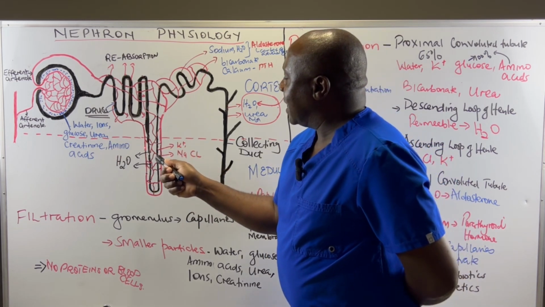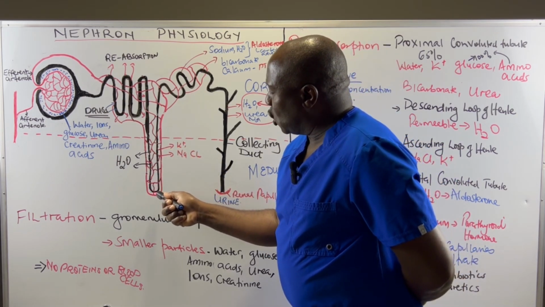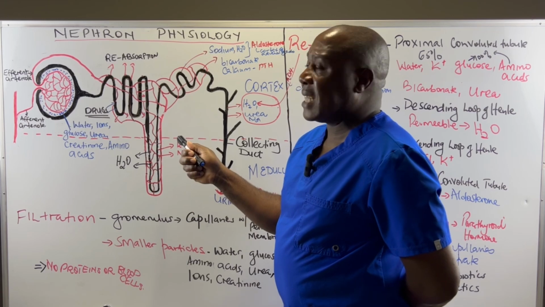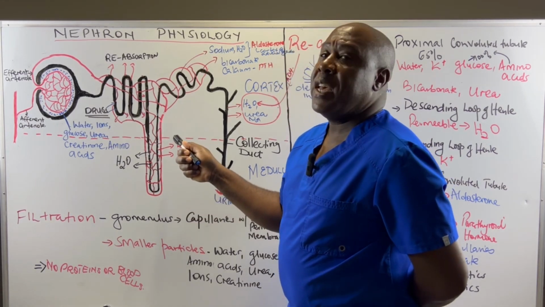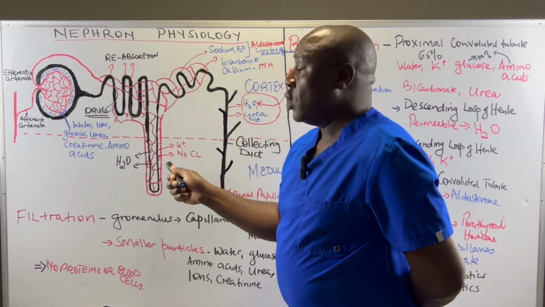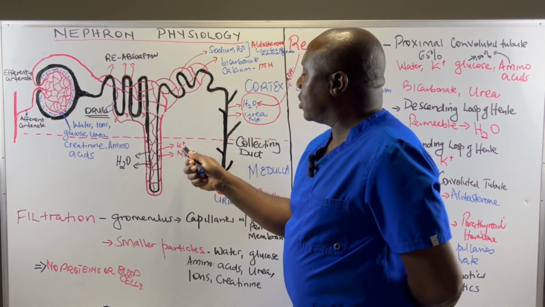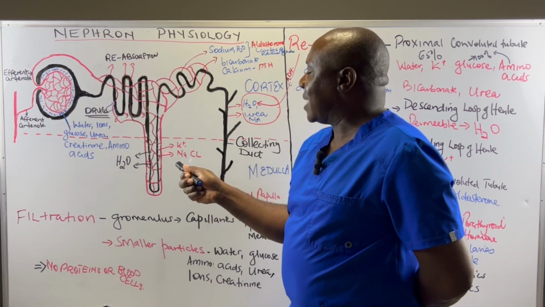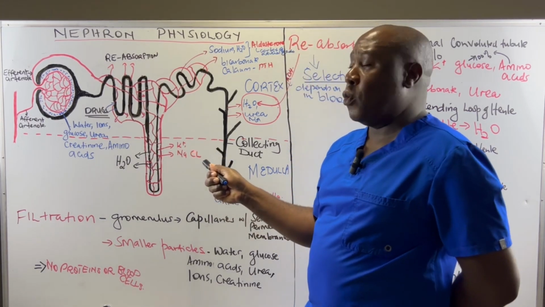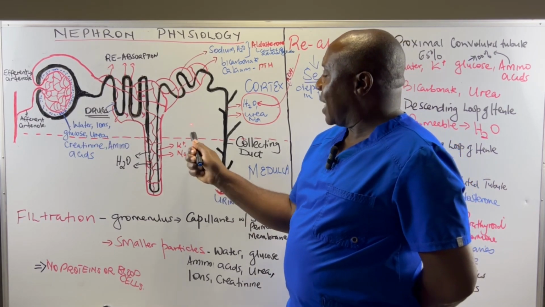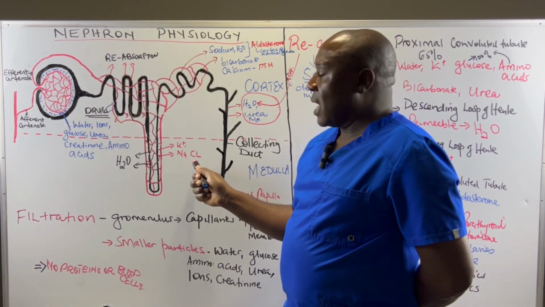Now, from the descending loop of Henle, the tubular filtrate comes into the ascending loop of Henle. Now, the ascending loop of Henle is not permeable to water. So there is no water that is lost in that particular area. Instead, we only have ions moving out of the tubular filtrate. So we have potassium, we have sodium and chloride.